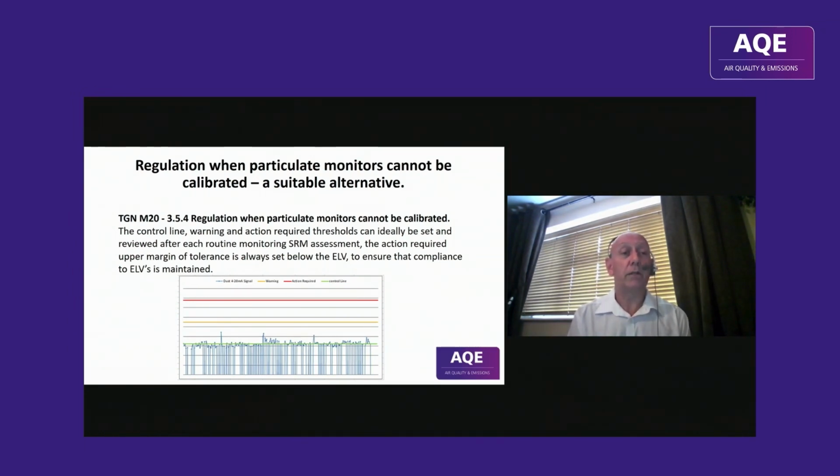The action required upper margin of tolerance is always set below the ELV to ensure that compliance to ELVs is always maintained. So you never set the upper threshold, the action required threshold, close to the ELV, because obviously just remember back to the influences on continuous emission monitors. As the levels increase, the uncertainty increases, and obviously the correlation with the standard reference method tends to deviate as well. So it's important to always set the thresholds well within compliance to ensure that compliance with emission limit values is maintained.